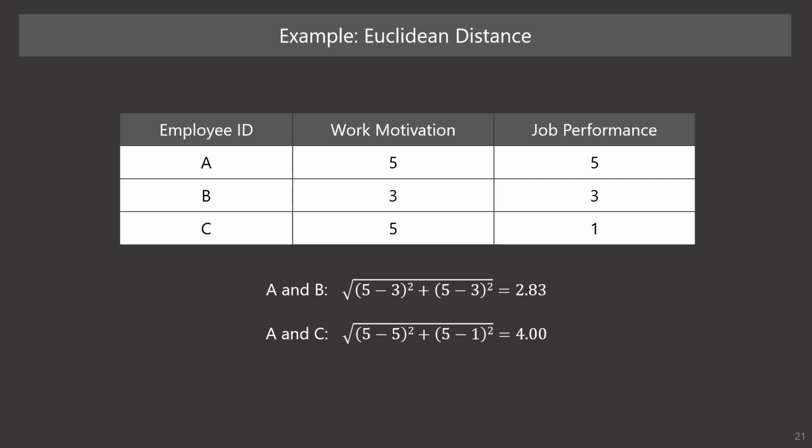Similarly, we can compute the Euclidean distance between A and C. The distance equals 4.00. So, based on the Euclidean distance, we can say employee A and B are more similar than A and C.